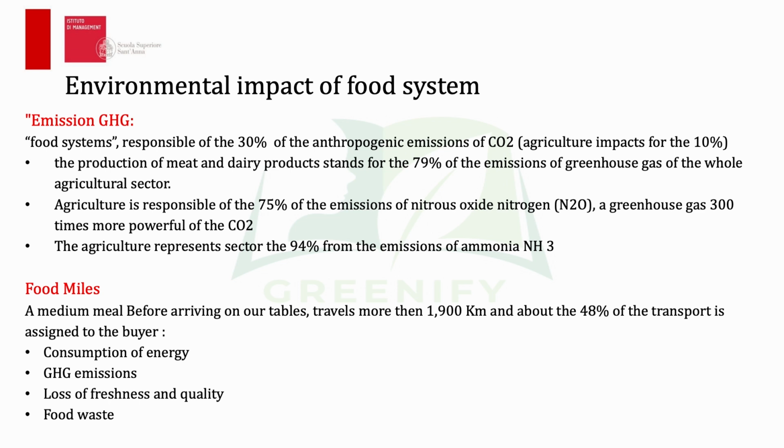Another impact of the agri-food supply chain is the so-called food miles, or the number of kilometers a food product must travel from field to fork. An average meal must travel approximately 1,900 kilometers before reaching our table, 48% of which is attributable to the consumer, with consequences for product freshness, resource use, climate-altering emissions, and food waste.